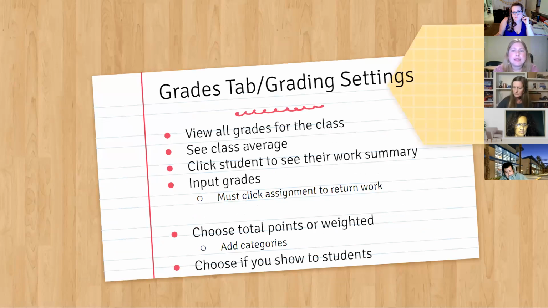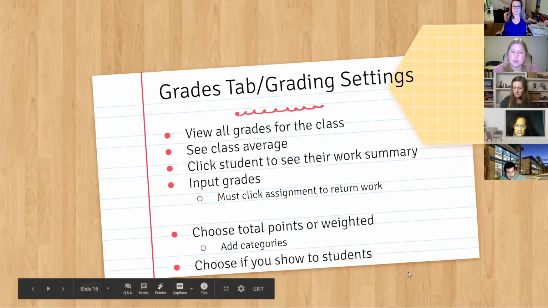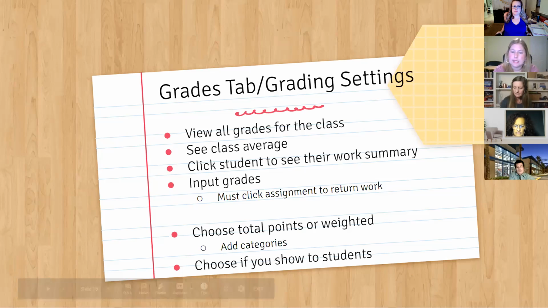Grading, in the settings in the top right corner, you can choose what grading options you have. So you can see all the grades, you can see the average, you can click on a student like I showed you earlier to see their work summary, and input grades that will show up in the grades tab. Important reminder that you have to click on the assignment, click the return button, or they cannot see their grade. In grading settings, you can also choose if you use total points or if you want to weight different categories, and you can choose if you show that to students also.